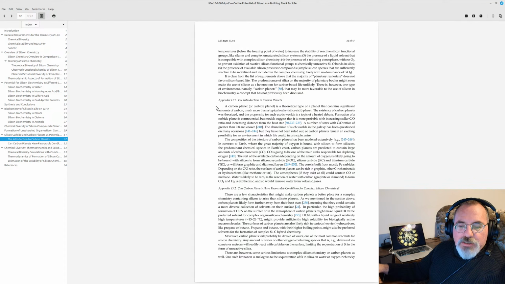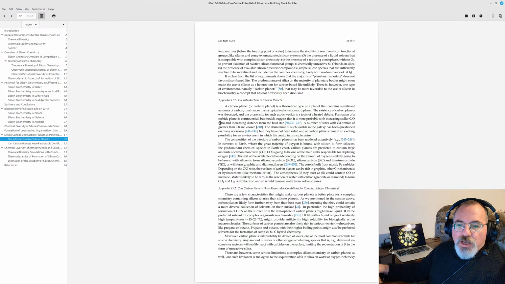A carbon planet, or carbide planet, is a theoretical type of planet that contains significant amounts of carbon, much more than a typical rocky, silica-rich planet. The existence of carbon planets was theorized, and the propensity for such exotic worlds is a topic of heated debate. Formation of a carbide planet is controversial, but models suggest that it is more probable with increasing stellar carbon-oxygen ratio and increasing distance from the host star.